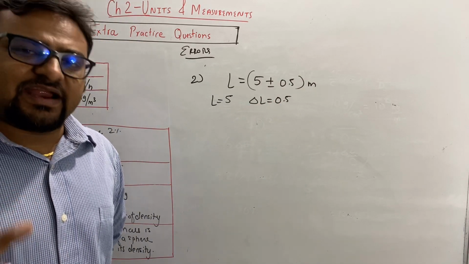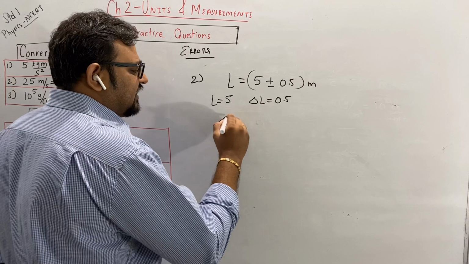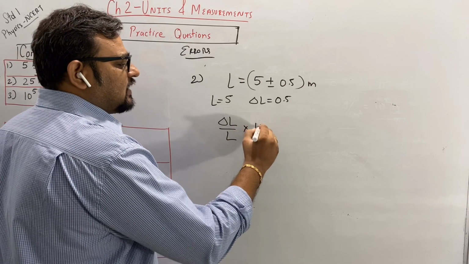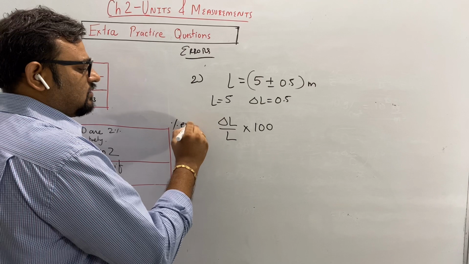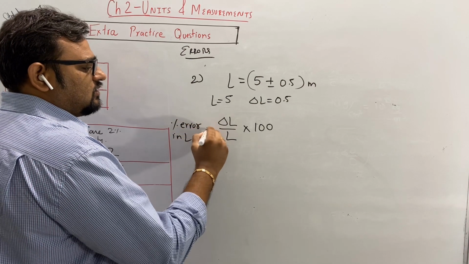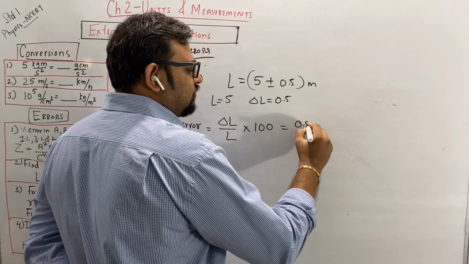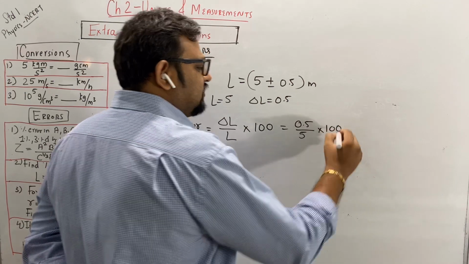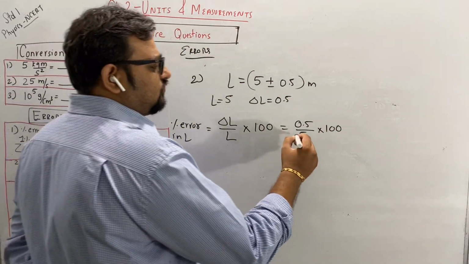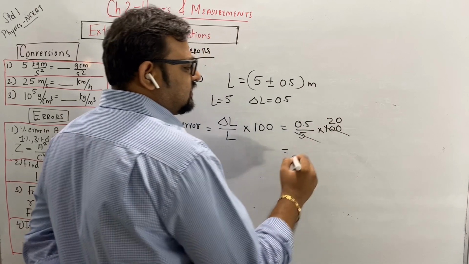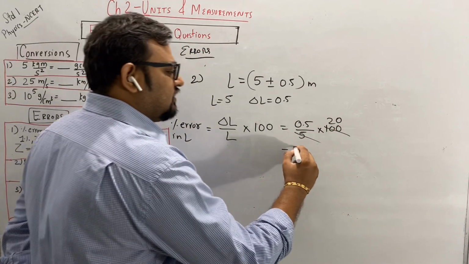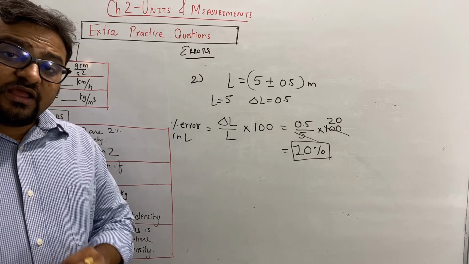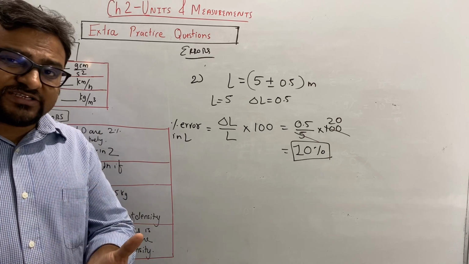Clear? So if relative error was asked, then I will write delta L by L. But percentage error is asked, so multiply by 100. So what is delta L? 0.5. What is L? 5, into 100. So 5 ones are 5, 20s are clear. 20 into 0.5, 10 percentage. Okay, clear.